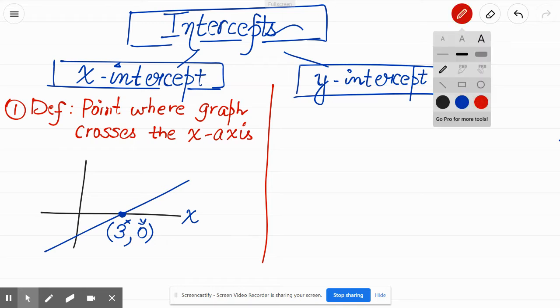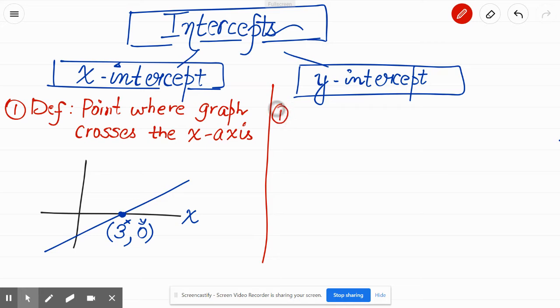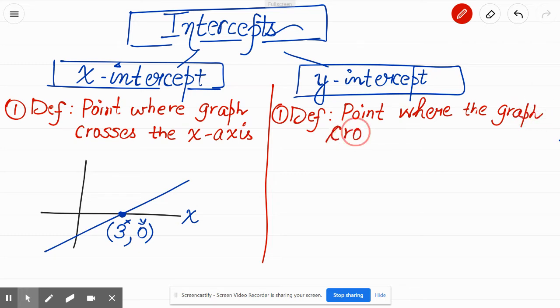All right, let us take a look at y-intercept. By now you must have an idea. Instead of x-axis, we will now be looking at y-axis. So the definition is the point where the graph crosses the y-axis.